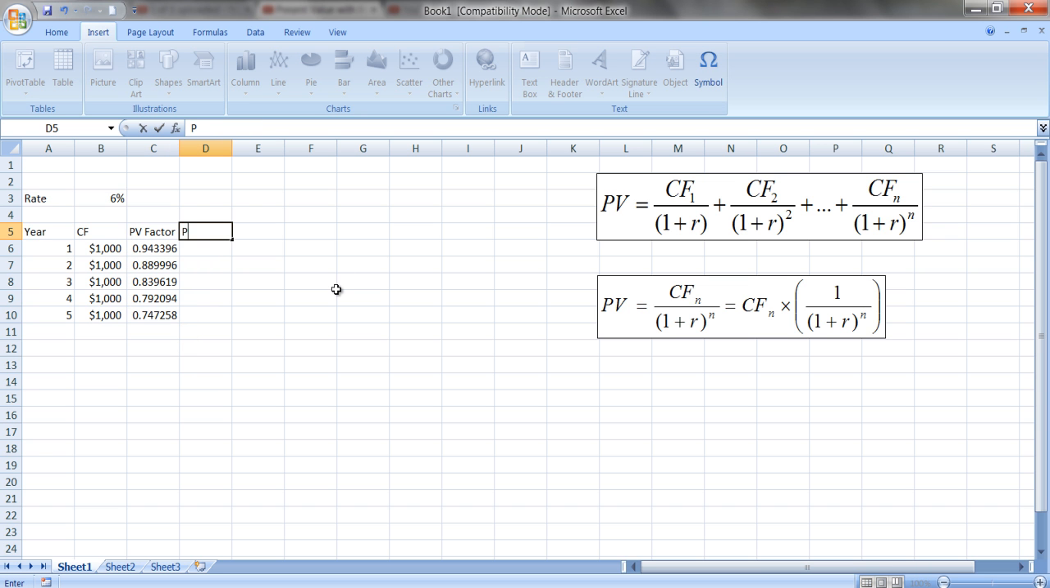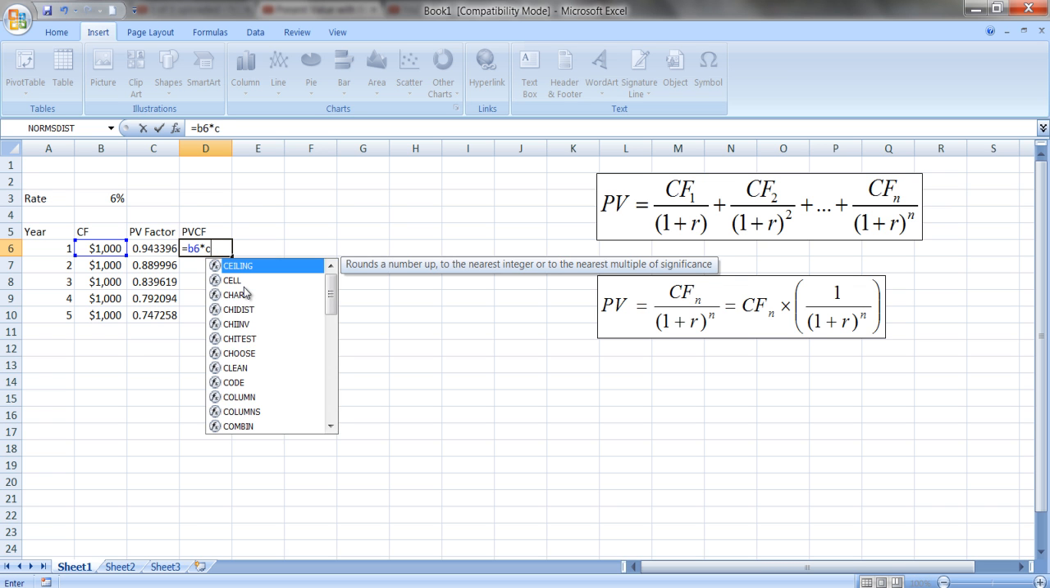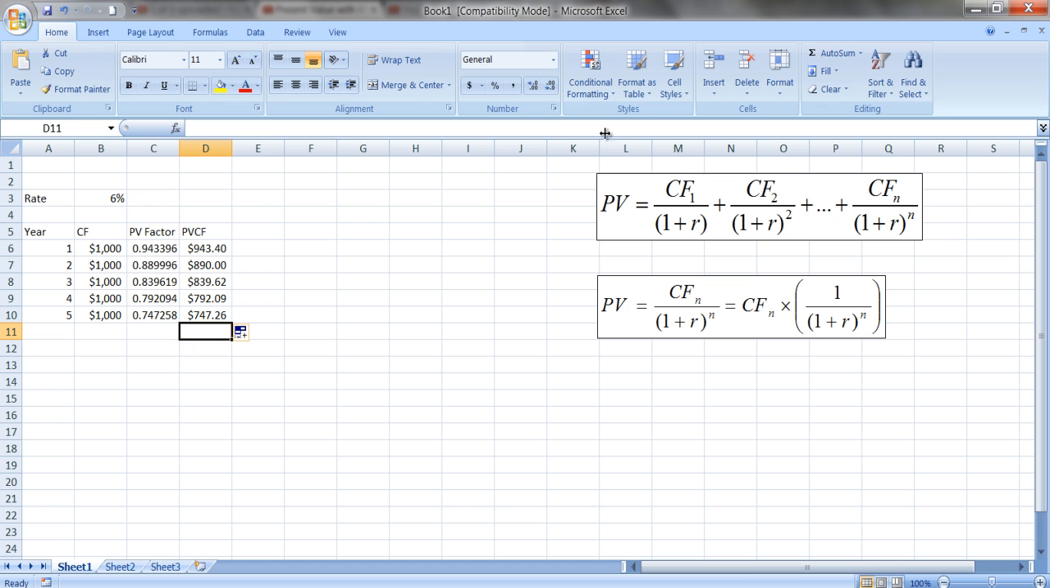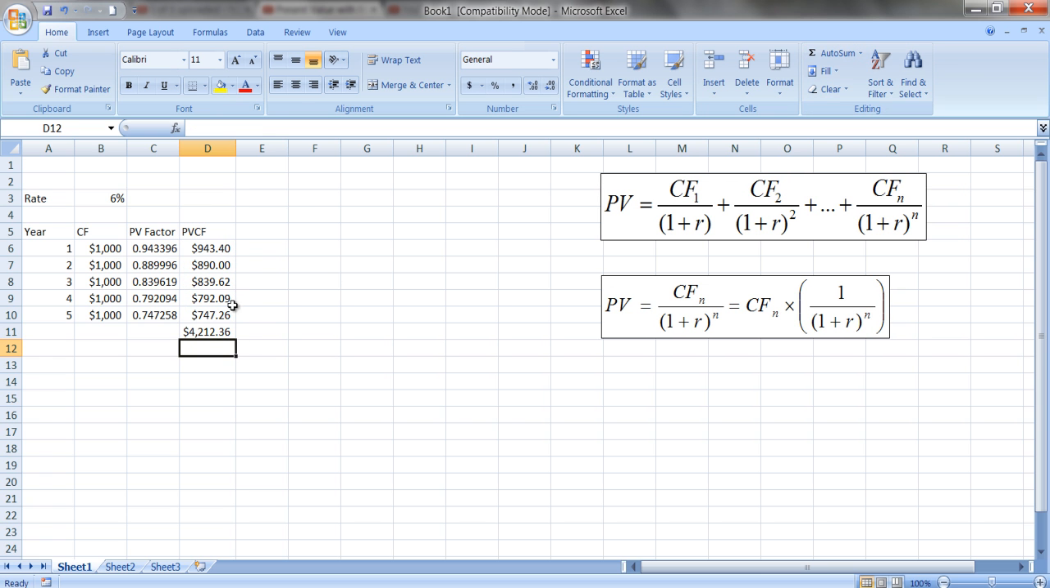So now, what's the present value of the cash flows? The present value of the cash flows using this formula here is going to be this column times this column. So I'm going to put in a formula, B6 times C6. And I get $943.40 for the first cash flow. Let me just copy these down. And so these are all the different cash flows, and then we just want to add them up. And we can do that by going to Excel. There's a summation function here. I can just click that on, sum it up. I get $4,212.36.